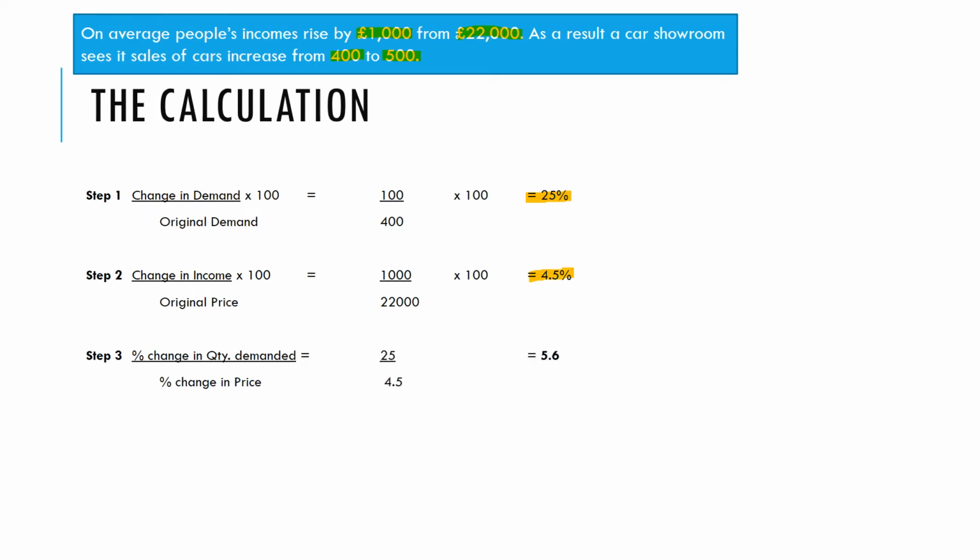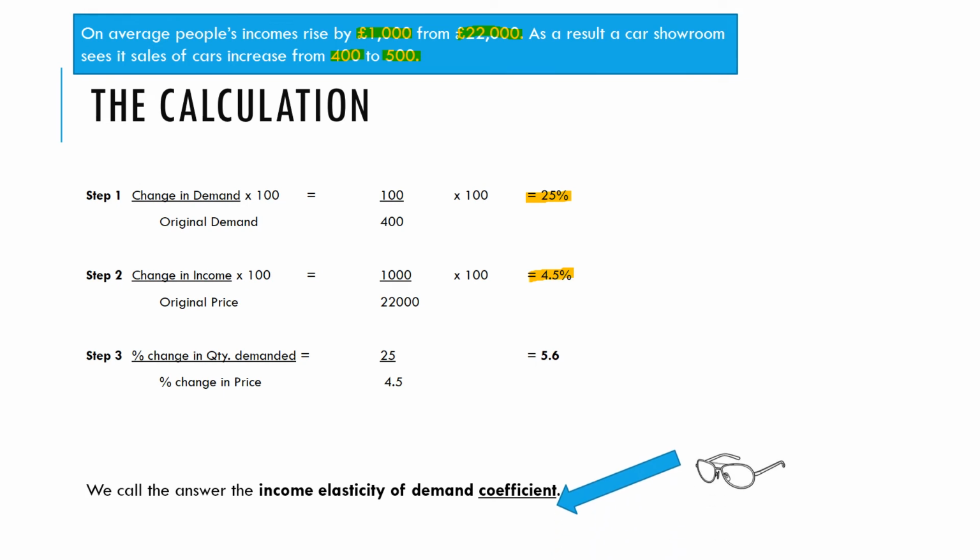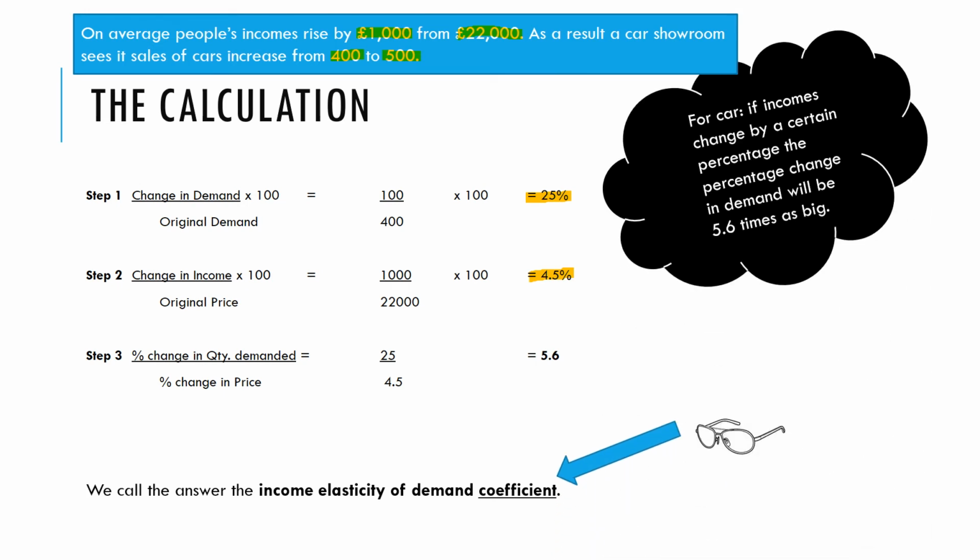25% divided by 4.5% gives us an answer of 5.6. So here the income elasticity of demand for cars is 5.6. And we call this the income elasticity of demand coefficient. What is this telling us? It's telling us that if incomes change by a certain percentage, the percentage change in demand will be 5.6 times as big. So this is quite a large response, and we would describe this as being income elastic.